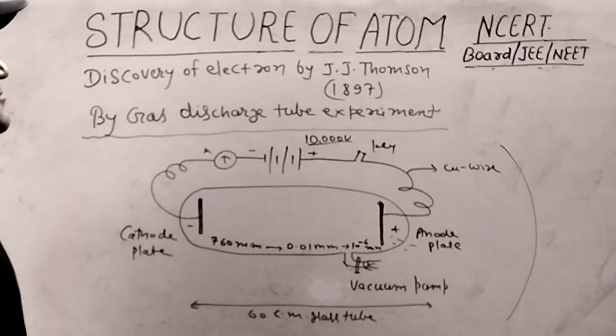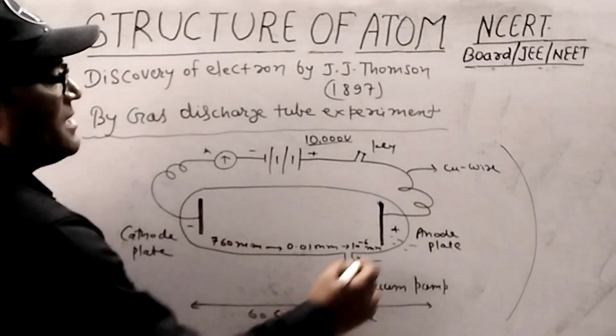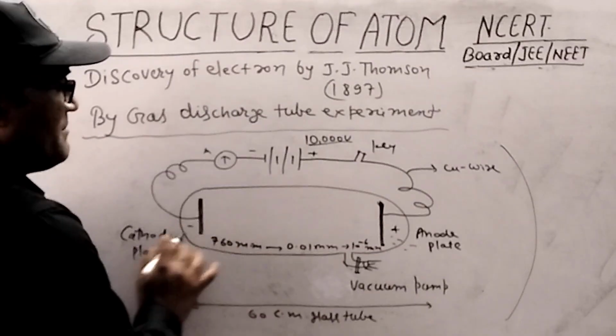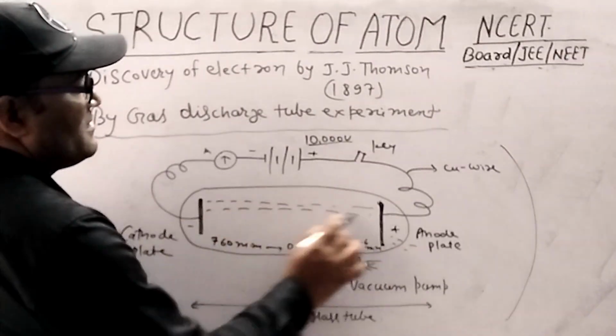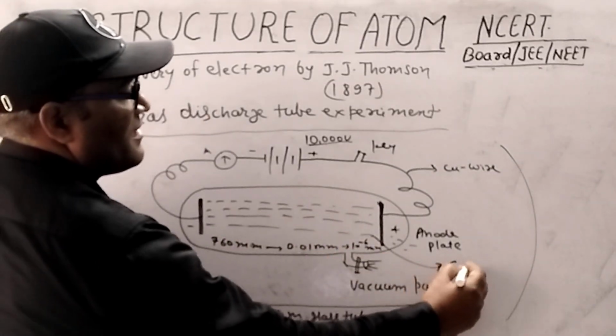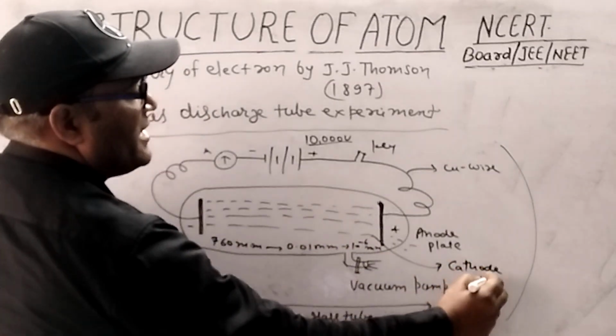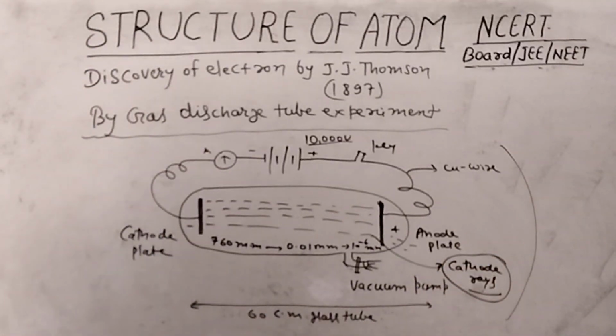According to this experiment, the experimental team said some invisible particles come from the cathode plate and strike the positive anode plate. So this beam of particles is called cathode rays. Now cathode rays were discovered. You can take a screenshot. Now I am going to discuss the properties of cathode rays.